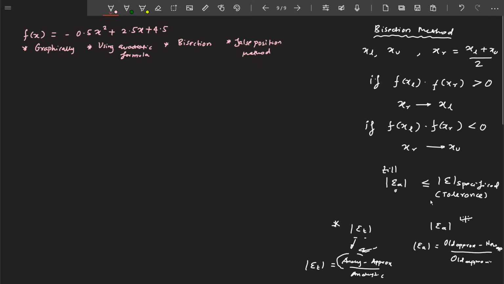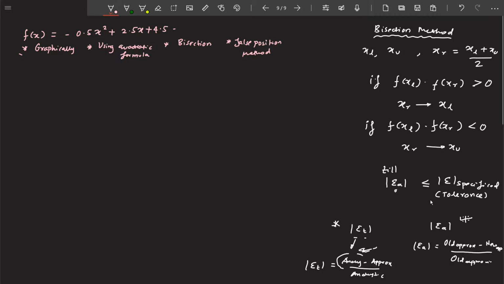I'm not going to solve it graphically because it's very easy. What you have to do is just use MATLAB. You have to plot this graph in MATLAB, and wherever it cuts the x-axis, those will be your roots. I think it is going to cut twice, because when you talk about a quadratic equation, you have two roots, so it's going to cut the x-axis twice.